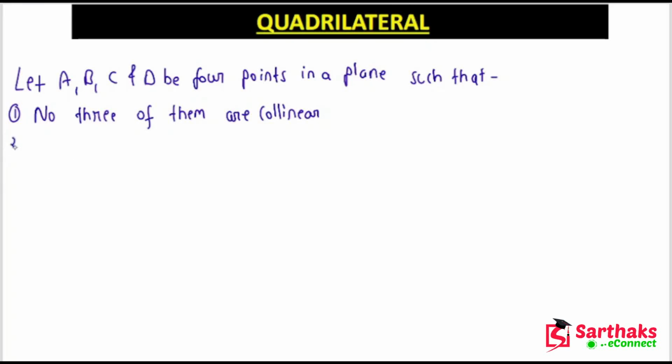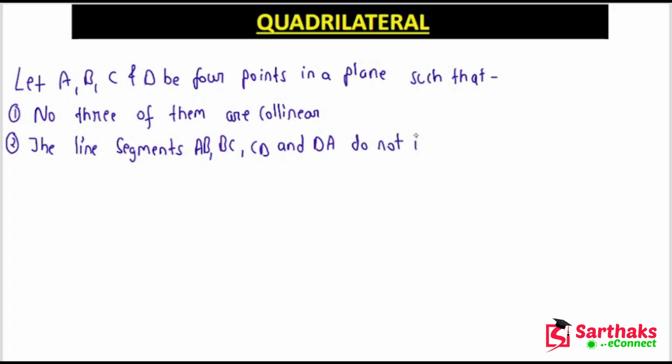Let me talk about the second condition. The line segments AB, BC, CD and DA do not intersect except at their endpoints. Okay, so let me tell you what I am trying to say.